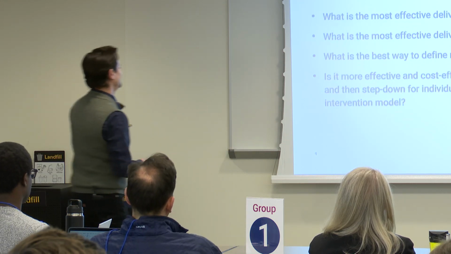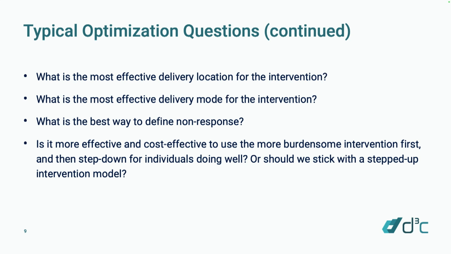All right, here's some more. What is the most effective delivery location? What is the most effective delivery mode? By delivery mode, I mean, do you do it via text message? Do you do it via email? You know, for example, for those of you working in tech-based areas. Delivery mode could also be, do I deliver it in the clinic? Or do I go to the school and deliver it there, right? This is the kind of stuff we all get to ask as optimizers. What is the best way to define non-response?